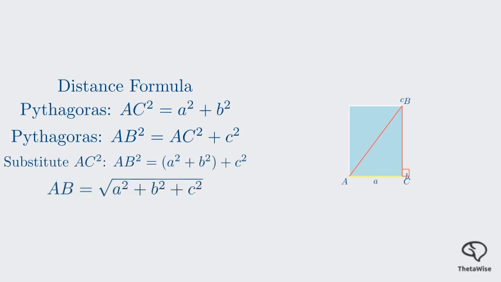Now, we can substitute our first result into the second one. AB squared becomes a squared plus b squared plus c squared. Therefore, the distance AB is the square root of a squared plus b squared plus c squared. This is the core idea.